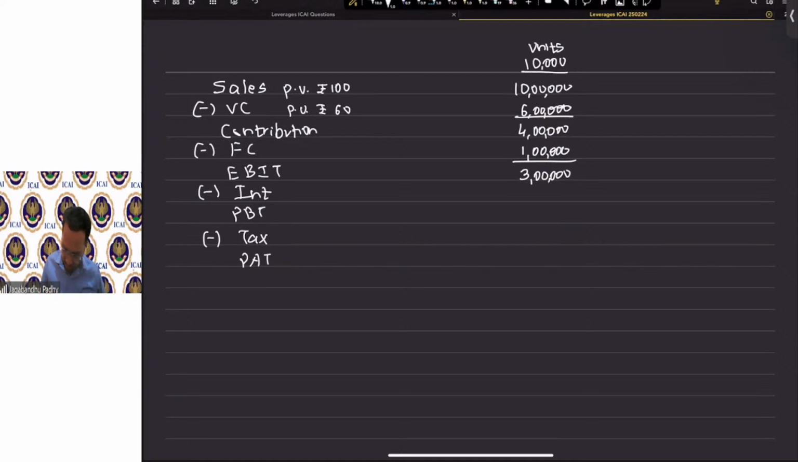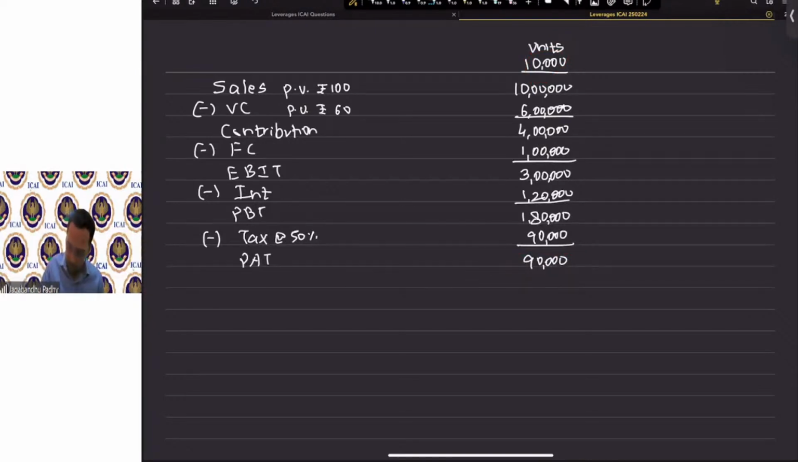And then the interest is, say, 1 lakh 20,000. We have profit before tax as 1 lakh 80,000. Taxes are paid, suppose, at the rate of 50%. Let's assume tax is at a rate of 50% for the ease of computation. The tax is 90,000 and we have a profit after tax of 90,000. Now, starting with these 10,000 units, we get a PAT of 90,000.